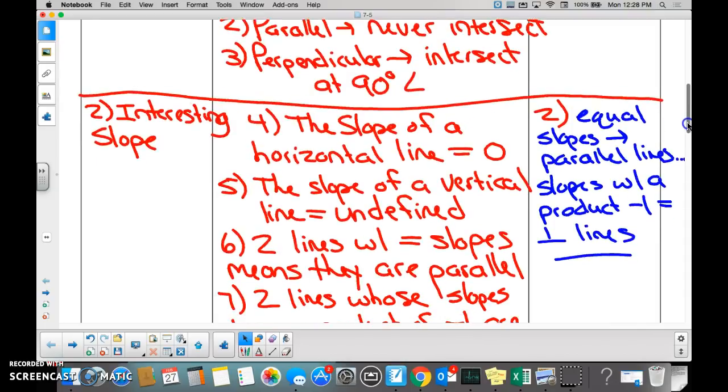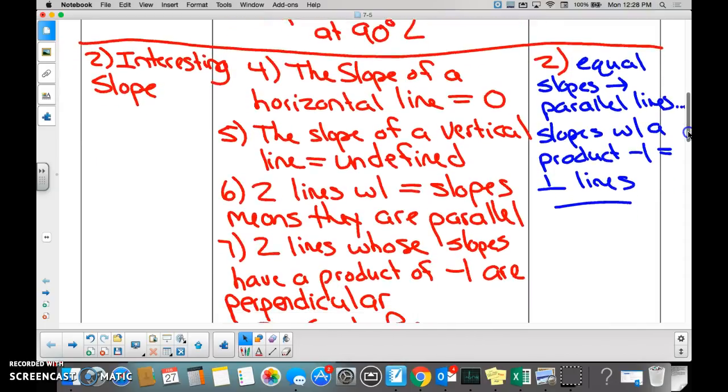Number 2, interesting slope. What's the slope of a horizontal line, you guys? 0. Ask it again. What's the slope of a horizontal line? 0. What is the slope of a vertical line? Undefined. It's not possible. It's undefined.